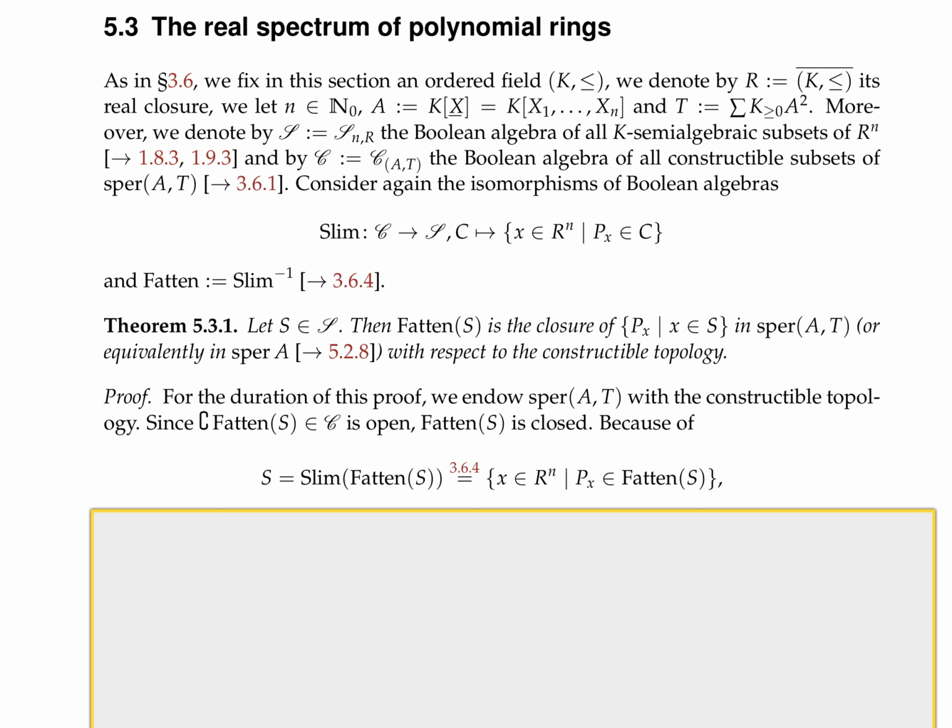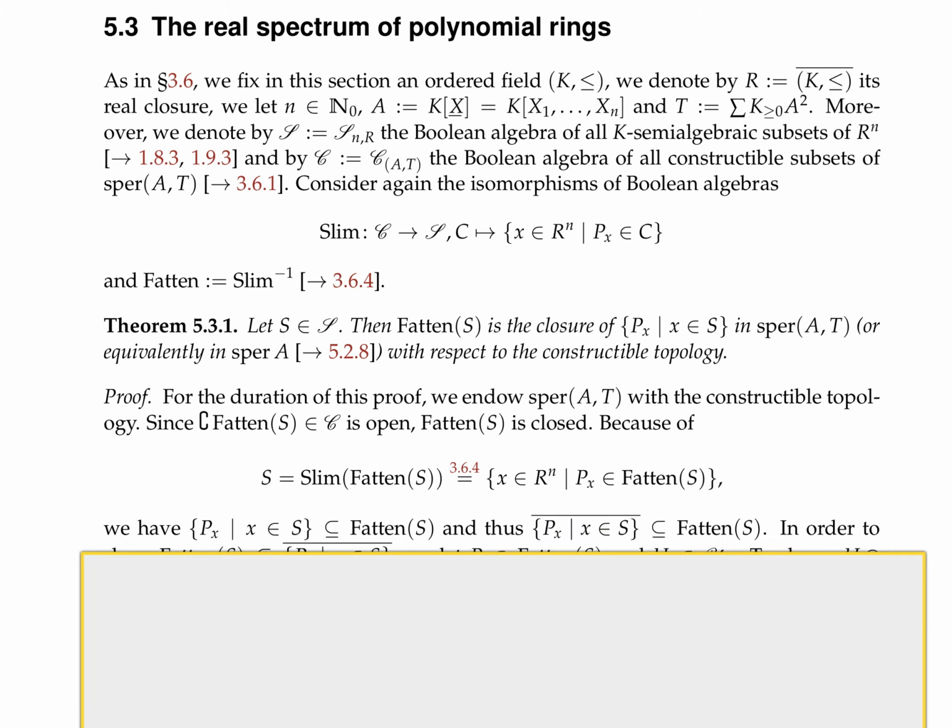So S is the slimming of a fattening of S, because these two are inverse to each other, and by definition this is the set of all x in R^n such that the prime cone P_x lies in the fattening of S. We have in particular that for every x in S, P_x lies in the fattening of S, and that gives one of the inclusions we have to prove, namely, because the fattening of S is closed, I can take on the left side the closure, and I'm still contained here.